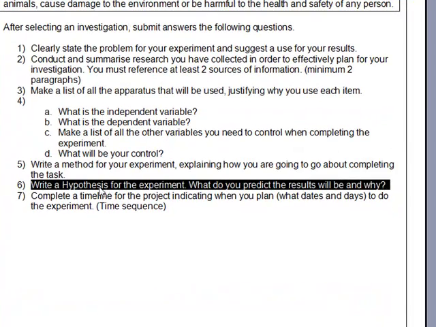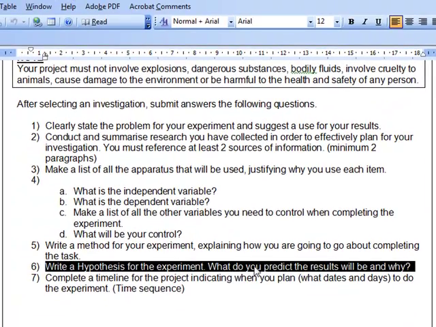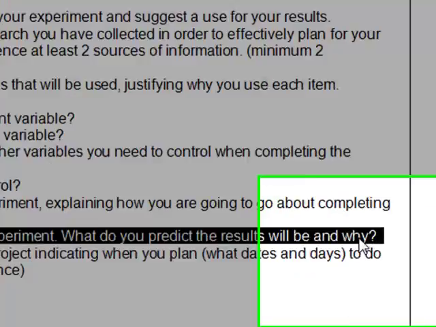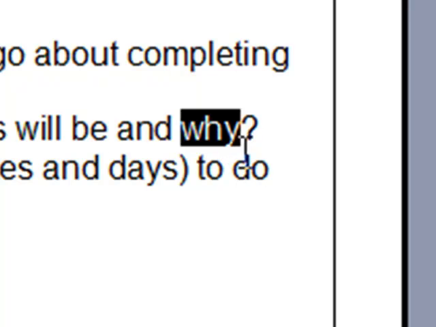Hypothesis, just your educated guess about what's going to happen in the experiment, and you might refer back here to your research that you've done in section 2. If you found some information about whatever you're researching, then you can use that information to help you with your hypothesis. And remember here, what do you predict your results will be and why? That's probably the most important part. Why do you believe that will be the answer?